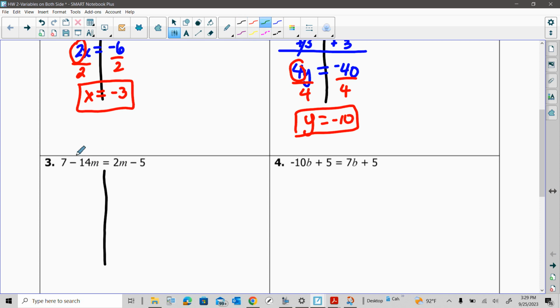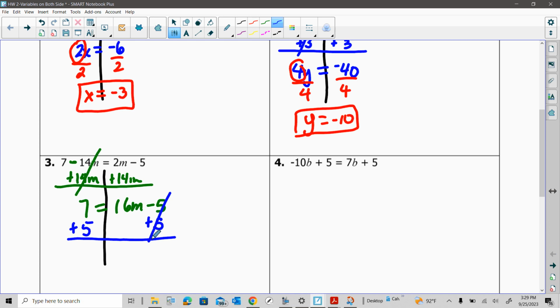Our smallest variable is here, the negative 14, right there, that negative 14m. So I'm going to do the opposite, say plus 14m, plus 14m. Cancel out. I get 7 equals 16m minus 5. Now we're going to get rid of this constant, minus 5, by doing the opposite, which is plus 5. Plus 5, the constant cancels. We get 12 equals 16m.